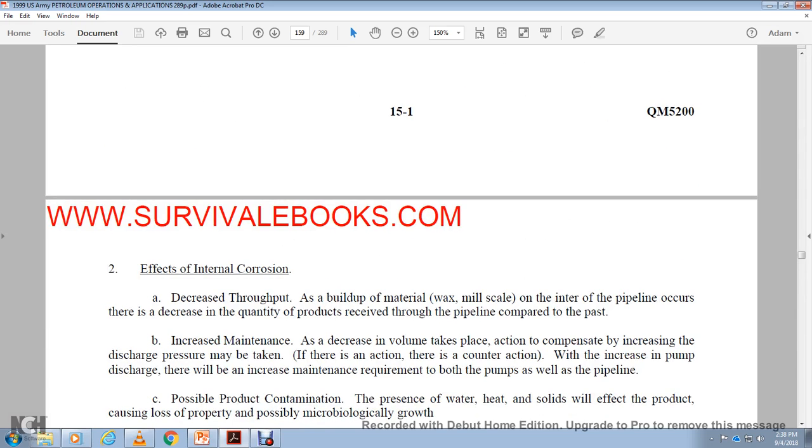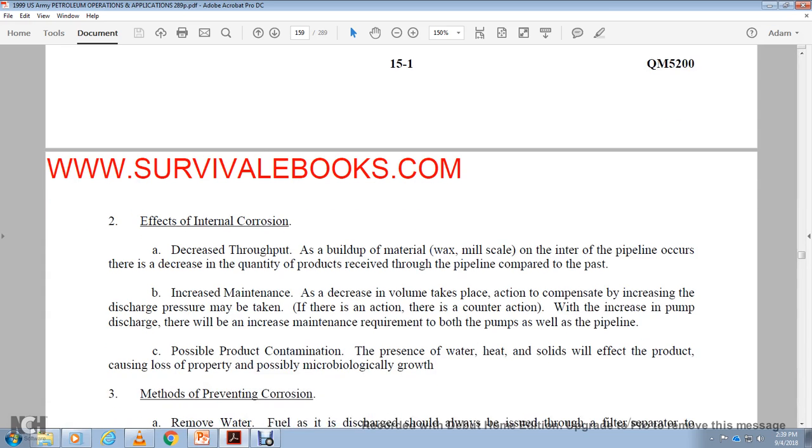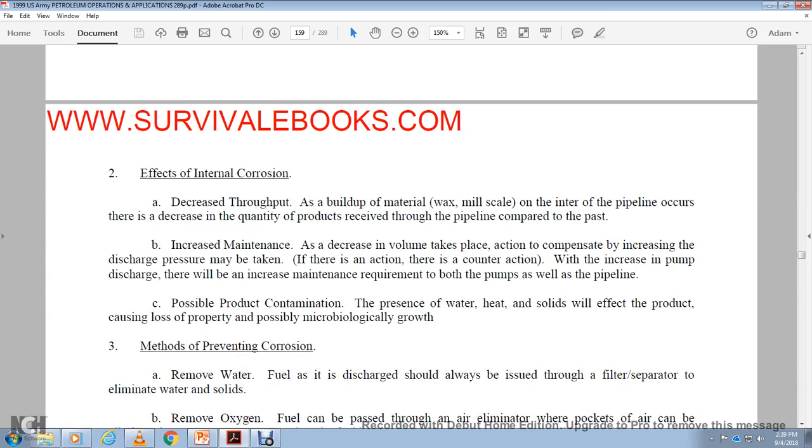Effects of internal corrosion. Decreased throughput. The buildup of material, wax, and mill scale on the inner pipeline occurs with the degree and quantity of the products received at the pipeline compared with the past. Increased maintenance. The decrease in volume is compensated with an increase of the discharge pressure. If any action is taken, there is a counter action that will increase the pump discharge, and there will be an increased maintenance requirement for both pumps as well as the pipeline.